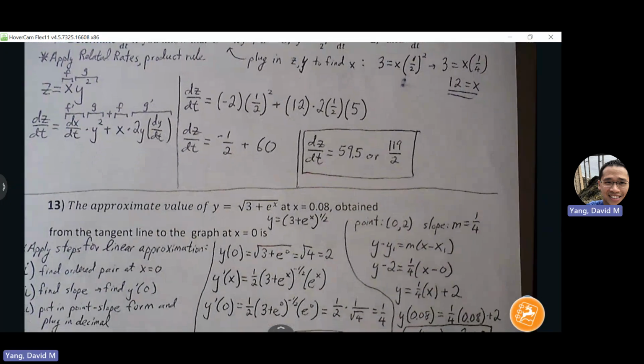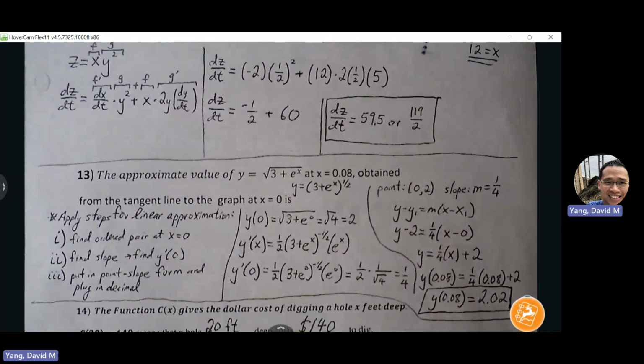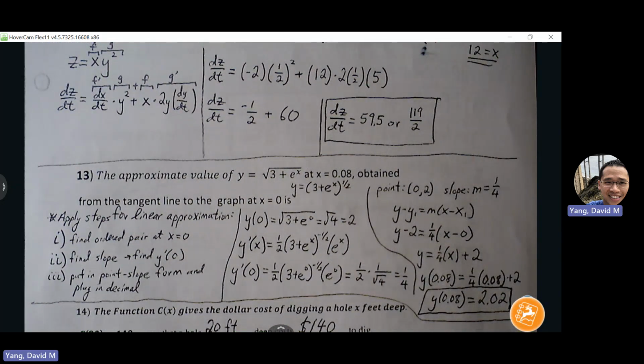Number 13, we saw something similar on the recent test where you're just doing linear approximation. Spend the time to find the derivative, find your ordered pair, find your slope. And then once you build your tangent line equation with the ordered pair (0, 2) and slope 1/4, your final step is to plug in that decimal value 0.08.